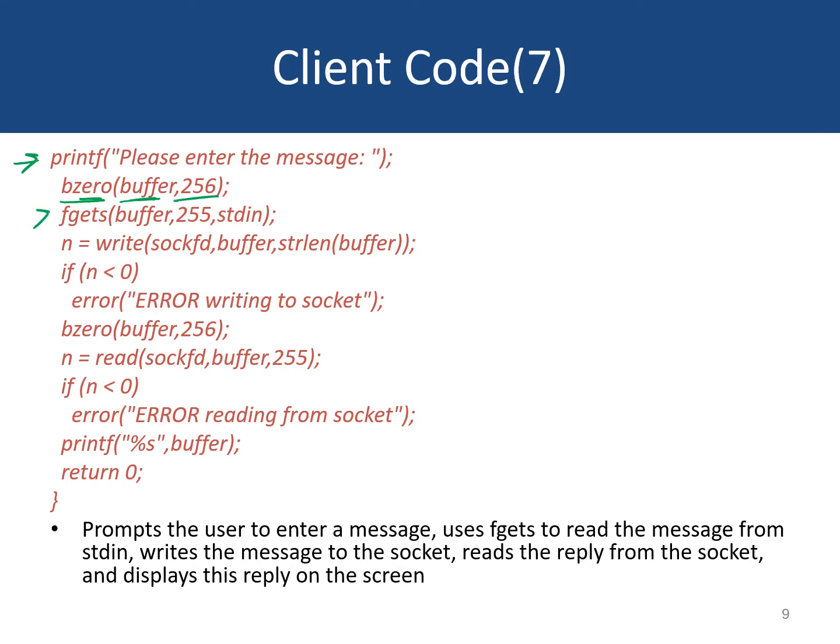Next, the client program uses the fgets function to read the message entered by the user from the standard input. Then the client program will send this message string to the server using the write function call. Recall there are three parameters to the write function call. First is the socket file descriptor, the socket on which we want to send the message. Now for the client, this is the socket that was returned by the socket function call.